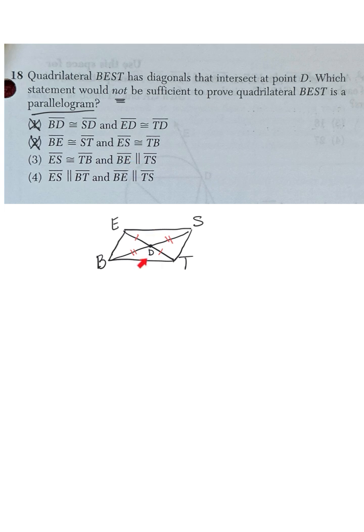is parallel to BT. So in other words, if you say ES is equal to TB, then you'd have to say ES is parallel to TB. Okay, because in a parallelogram, you could have one pair of opposite sides that are both equal and parallel. And that is not what choice 3 is saying, so there's your answer.